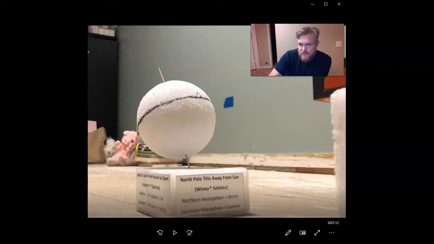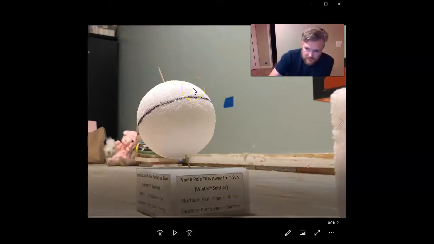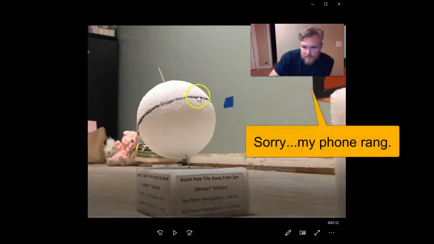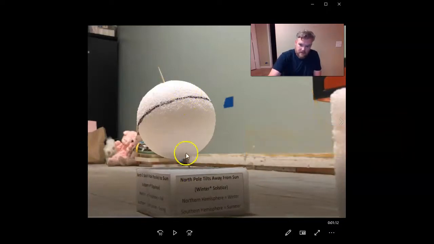In case you didn't know this, there are the Tropic of Capricorn and the Tropic of Cancer. The Tropic of Cancer is up here at 23.5 degrees north latitude, and then the Tropic of Capricorn is at 23.5 degrees south latitude. What those basically represent is that the axis is a 23.5 degree tilt.